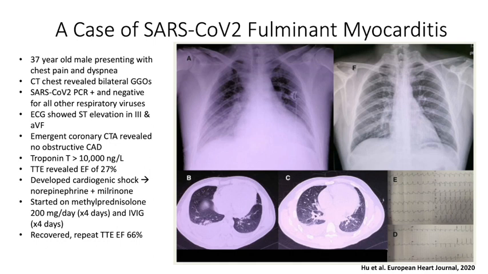The patient went on to develop cardiogenic shock and was started on norepinephrine and milrinone. Given the constellation of findings, with non-obstructive coronary disease, elevated troponin T, and a reduced myocardial function, he was diagnosed with likely myocarditis and was started on immunosuppressive therapy with methylprednisolone and IVIG for 4 days. He had a salutary response and recovered his cardiac function and was discharged. His repeat echocardiogram showed an EF of 66%.